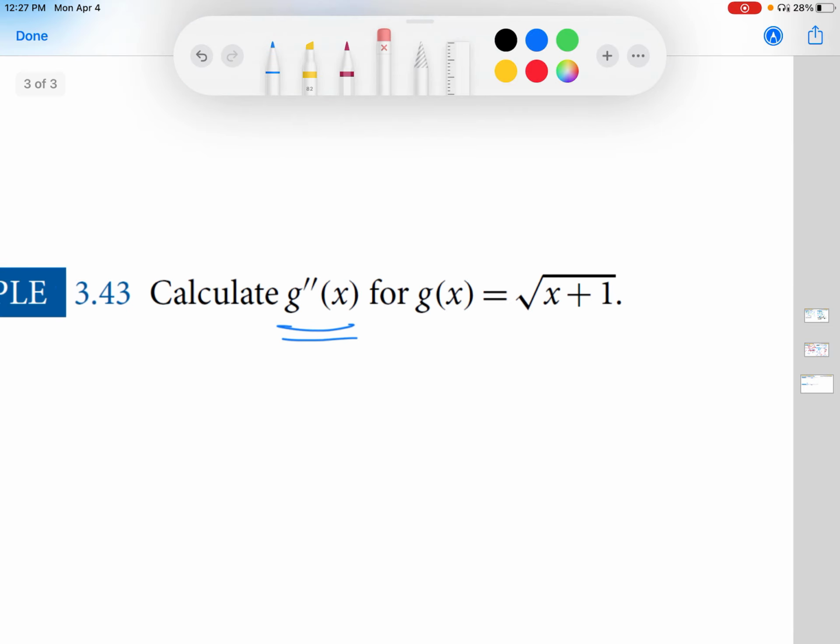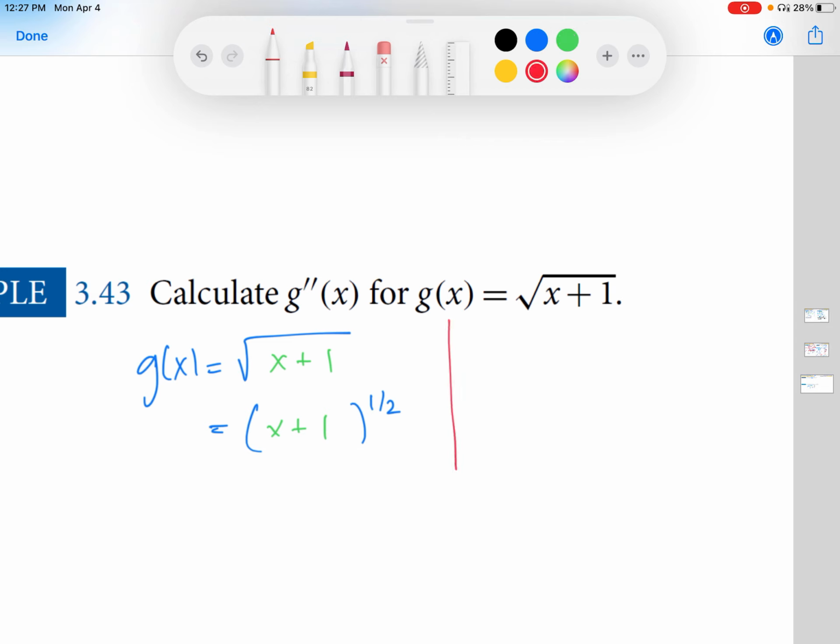Okay, calculate g double prime, the second derivative, for this function. So at this point, I want to calculate the derivative, g prime, and then calculate the derivative of that, getting the second derivative. Okay, we need to determine which differentiation rule to use here. We might notice that g of x is the square root of x plus 1. So that's kind of a tip-off that this is a composite function. And I'm going to write it here as x plus 1 to the 1/2. So the rule that we're going to use here to differentiate this function is the chain rule.